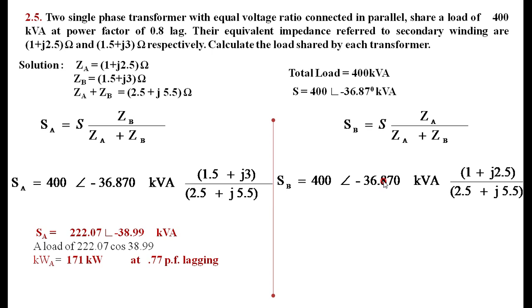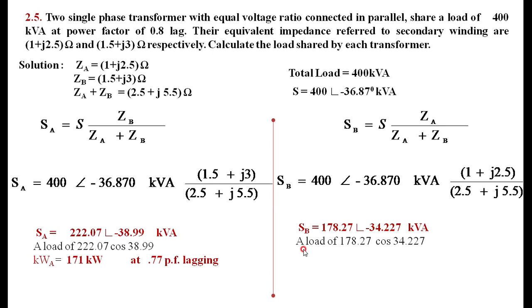Here I substitute the S value. It is 36.87 degrees, in terms of kVA into ZA, that is 1 plus j2.5, divided by ZA plus ZB, the total value, which is 2.5 plus j5.5. You have to substitute and calculate SB from the calculator. What I am getting here is 178.27 at an angle of minus 34.227 kVA. It is the load shared by transformer B.